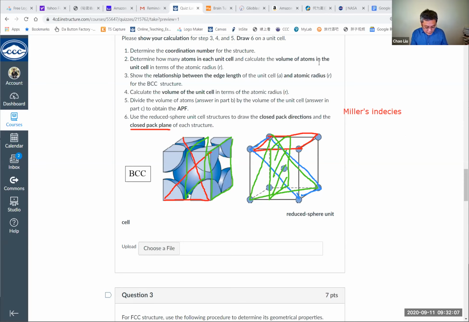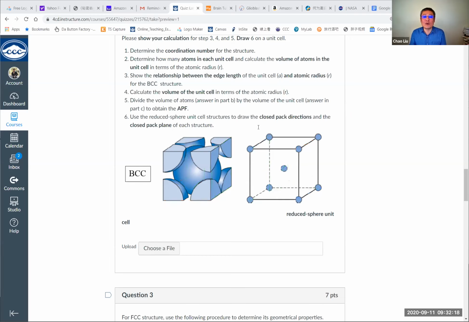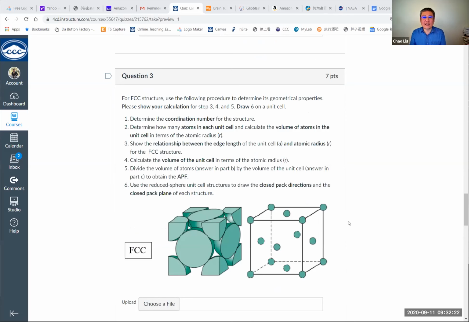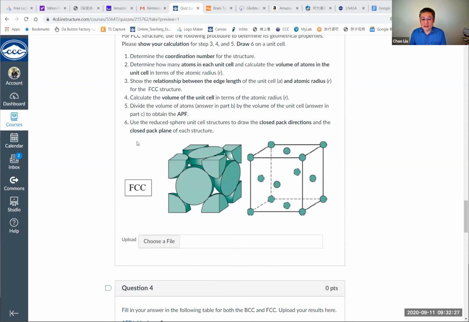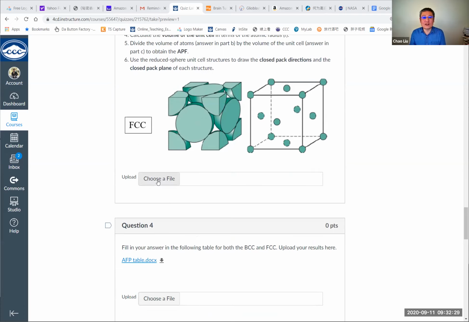And then we're going to look at the following things. So you do this one for the BCC, and you're also going to do one for the FCC. So the second one is the FCC. You follow the same procedure and do the same thing and try to find that, and you just upload a file.